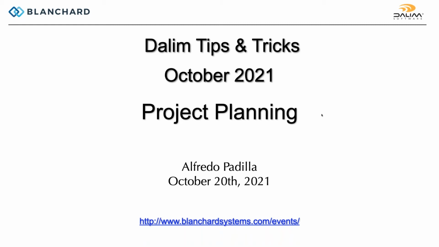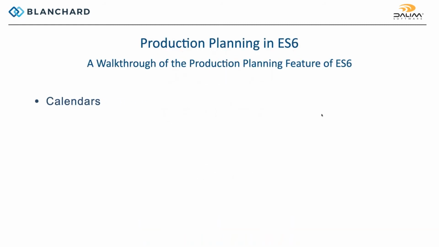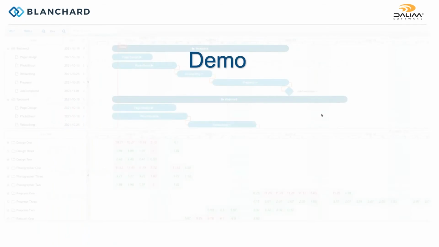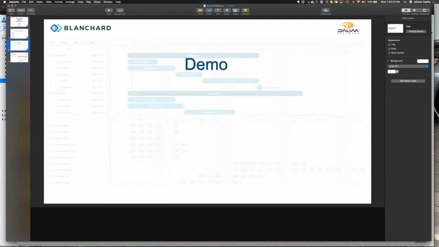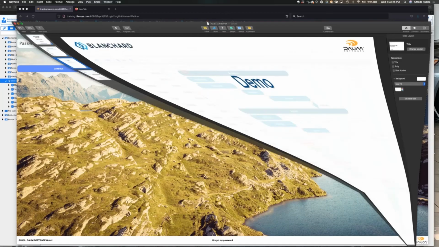So what we're going to cover is basically production planning in ES. You just kind of do a walkthrough, talk about some specific features and some gotchas in using it. So we'll cover calendars, task, effort, Gantt charts, and Kanban, and then try to stay completely out of Keynote and just stay inside the product itself. So, get cranked up.